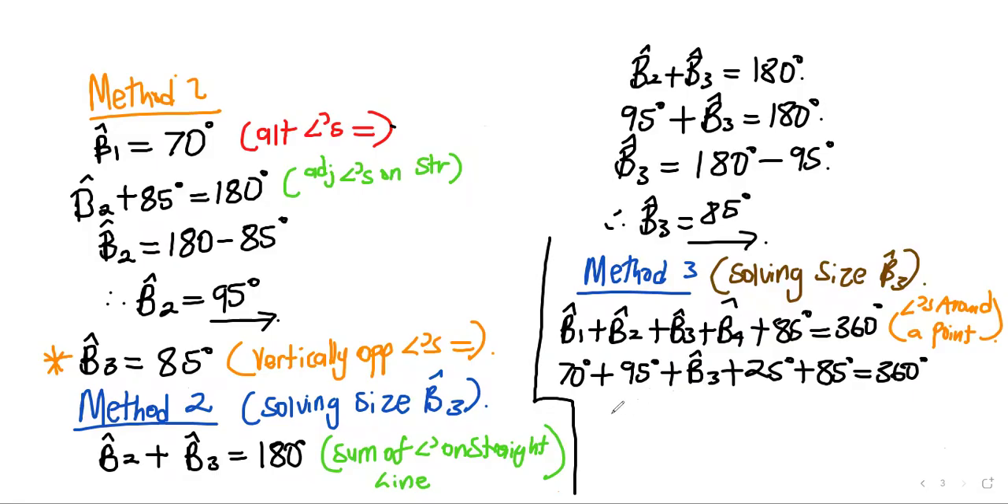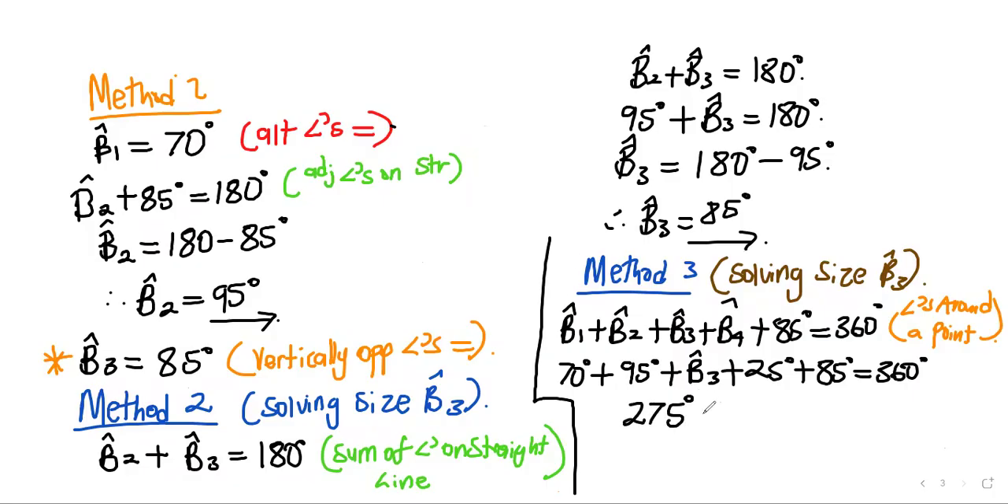So now you are adding all those angles: 70 plus 95 plus 25 plus 85. That is 270.